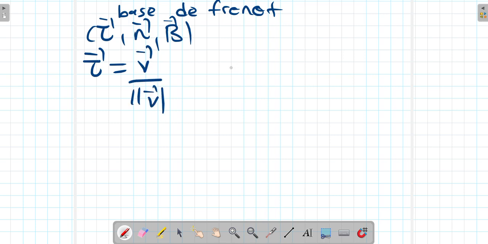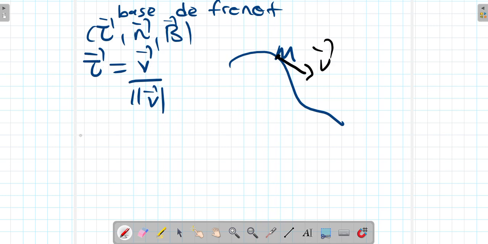So if we have a trajectory and the point M, we say that the velocity of the point M is always tangent to the trajectory that it makes. So here we're going to define a tangential unit vector which we call tau in the direction of the vitesse. By definition, a unit vector is the vector divided by its magnitude.